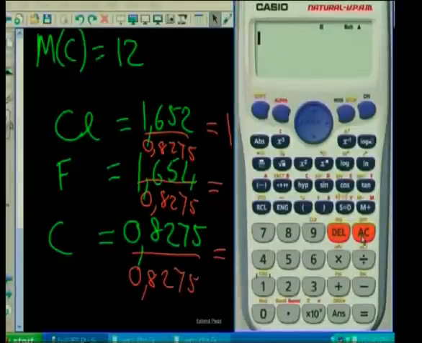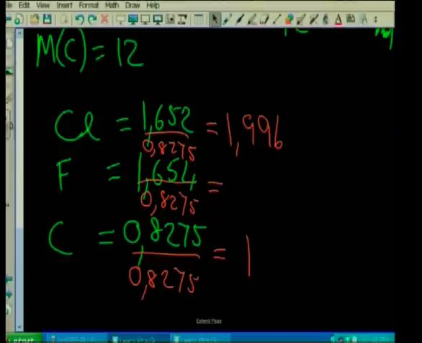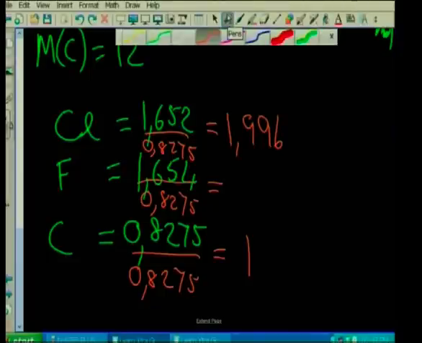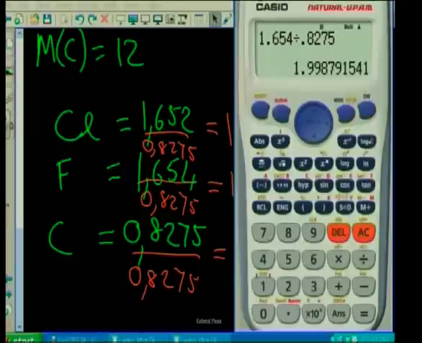Let's do the next one just so that we've got it. Even though the numbers are quite close, I want to make sure that we've got it right. 1,654 divided by 0,8275. And we get an answer of 1,9987. Now, if we had to round that off, it would be 1,99. And we could even put another 9 there.